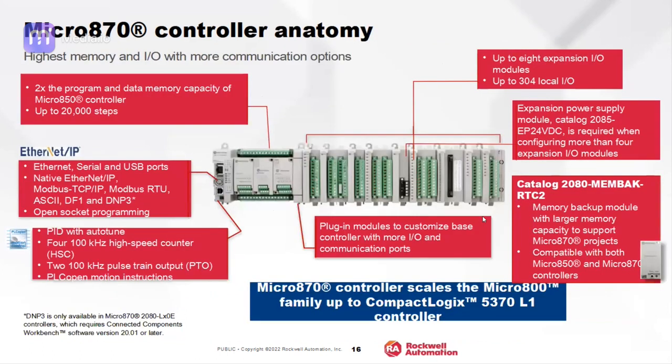This is the hardware 870. It can support a maximum of 304 IOs locally. It can support a maximum of 8 expansion modules. If it is more than 4 expansion modules, we need to use one power supply for the expansion module operations. It can support Modbus TCP/IP, Modbus RTU, ASCII, and DNP3 protocol also. If you want to communicate your system to a radio modem, you need to go with the DNP3 protocol.